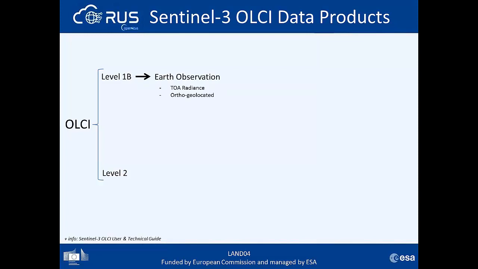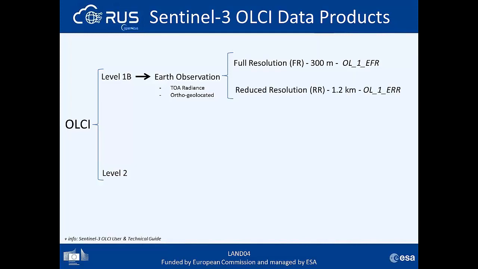In level 1B, this is the output you get when the sensor is in what is known as Earth observation mode. There are other modes, but I will not go through them since I want to keep this explanation as simple as possible. Those top of the atmosphere radiances are delivered in two ways: full resolution, where the pixel size is more or less 300 meters, and reduced resolution, where the pixel size is 1.2 kilometers.